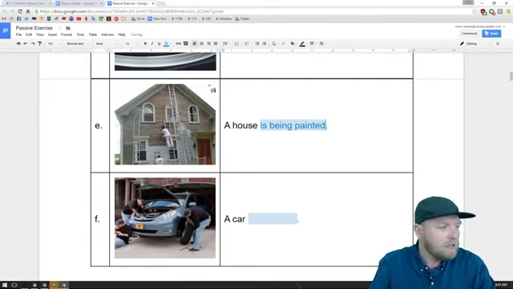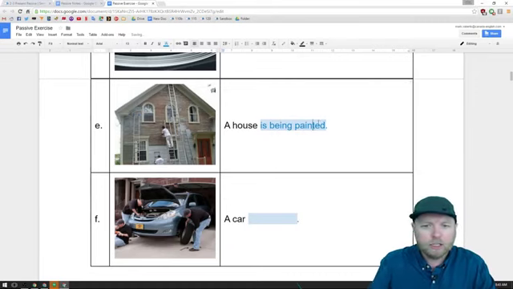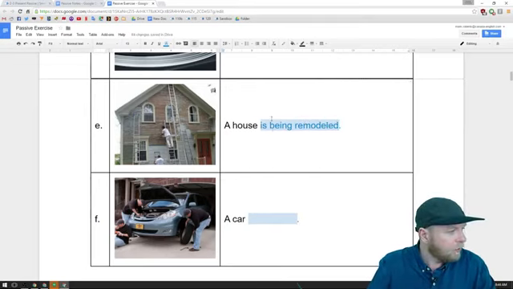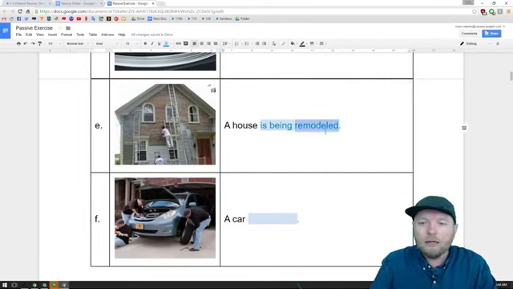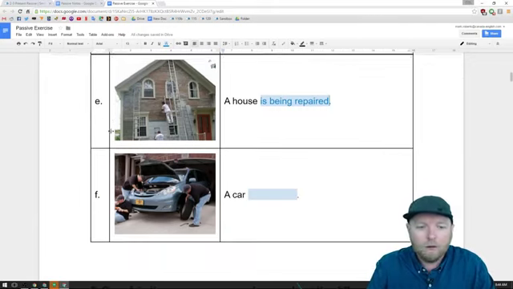E, a house, I think a house is being painted, right? Being painted. What else do we have here? A house is being, somebody from Russia or Ukraine, remodeled. Interesting. I like that word. The house is being remodeled. Somebody wrote the house, or Basil wrote, the house is being repaired. Excellent. Good work. The house is being painted. Good job, Paul.